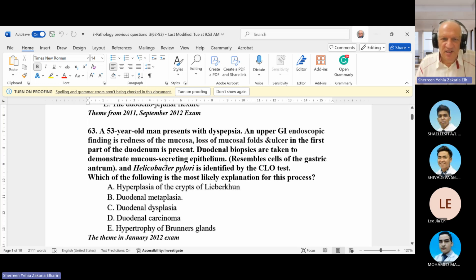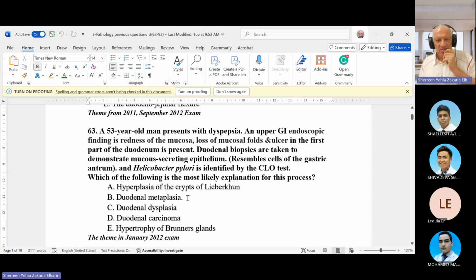Duodenal biopsy: they found mucus-secreting epithelia that resemble the cells of the gastric antrum. H. pylori, Helicobacter pylori, is identified by the CLO test. So this patient has H. pylori, and this is some sort of metaplasia in the duodenum. Which of the following is the most likely explanation? So what has happened? This is duodenal metaplasia.